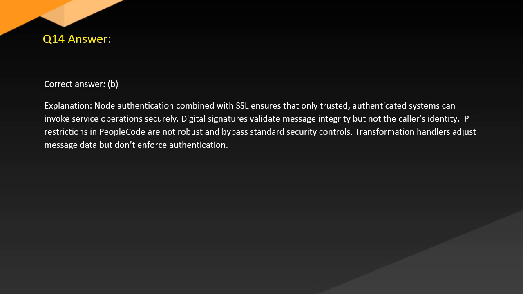Answer. Correct answer, B. Explanation. Node authentication combined with SSL ensures that only trusted, authenticated systems can invoke service operations securely. Digital signatures validate message integrity but not the caller's identity. IP restrictions in PeopleCode are not robust and bypass standard security controls. Transformation handlers adjust message data but don't enforce authentication.